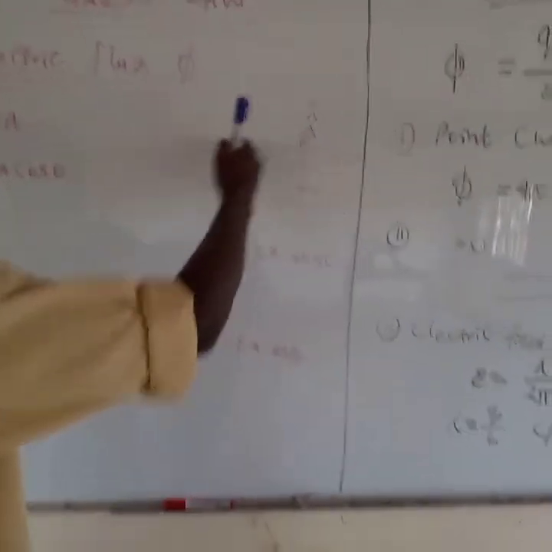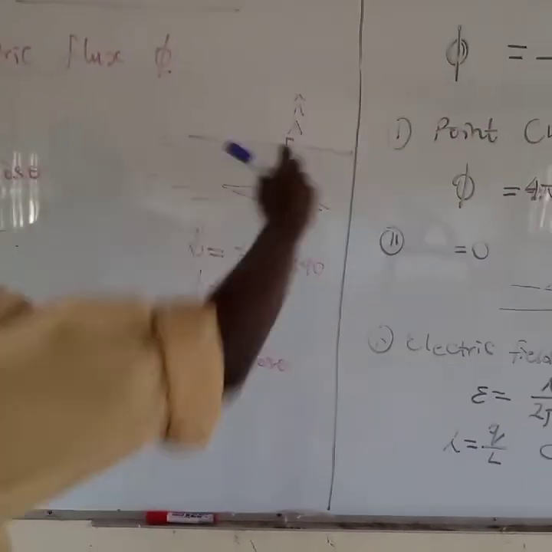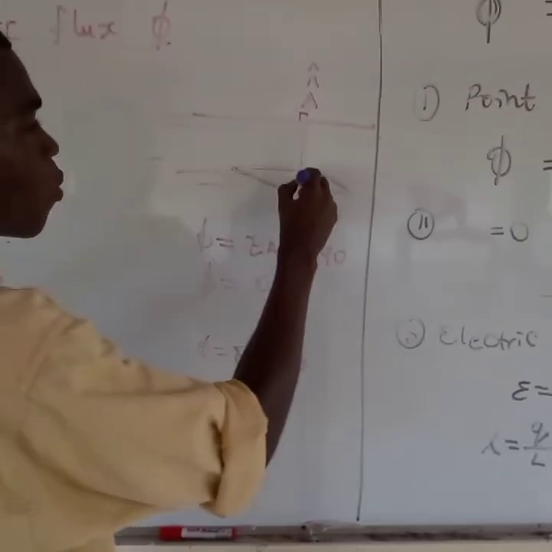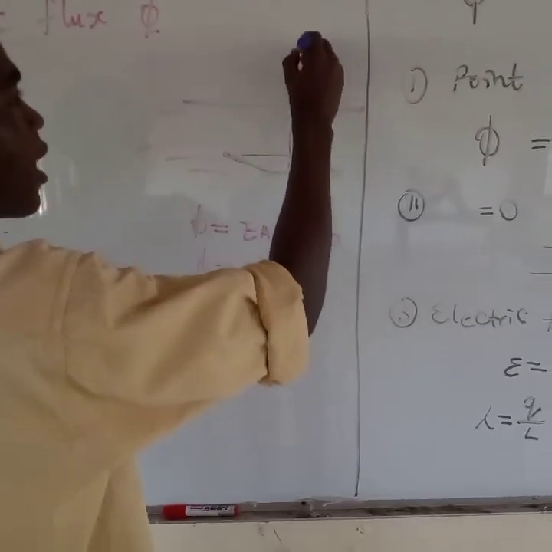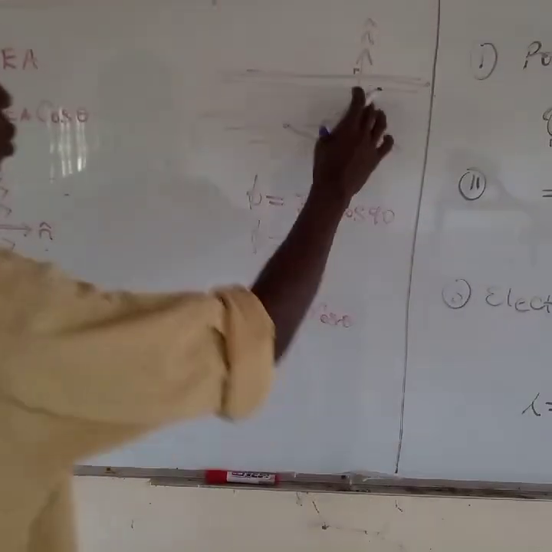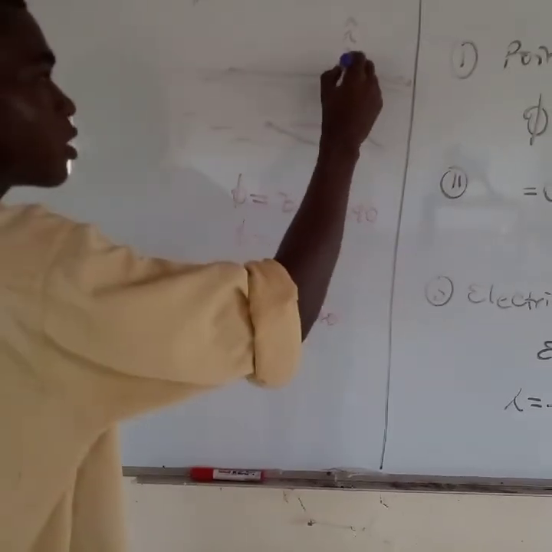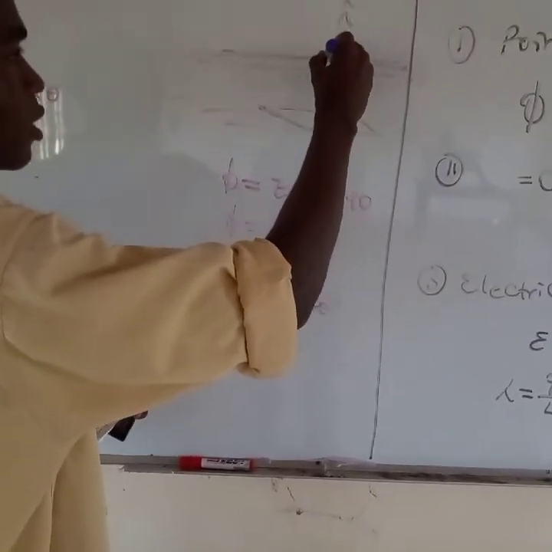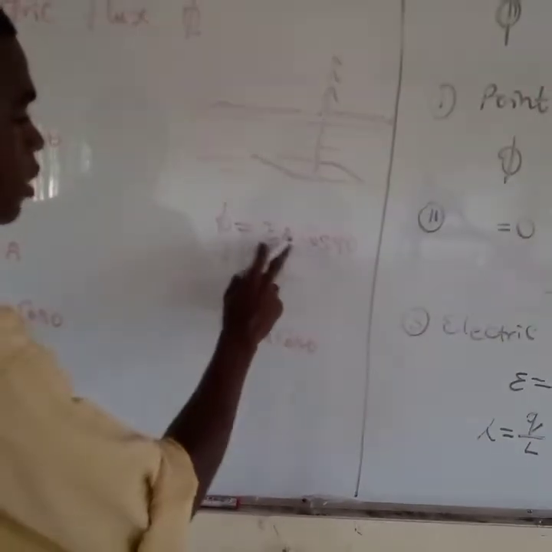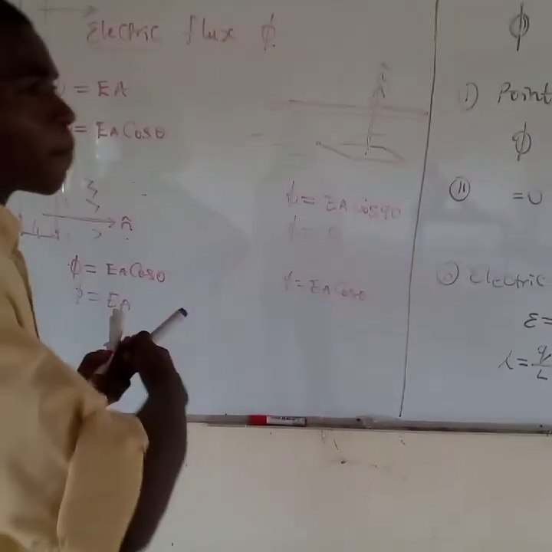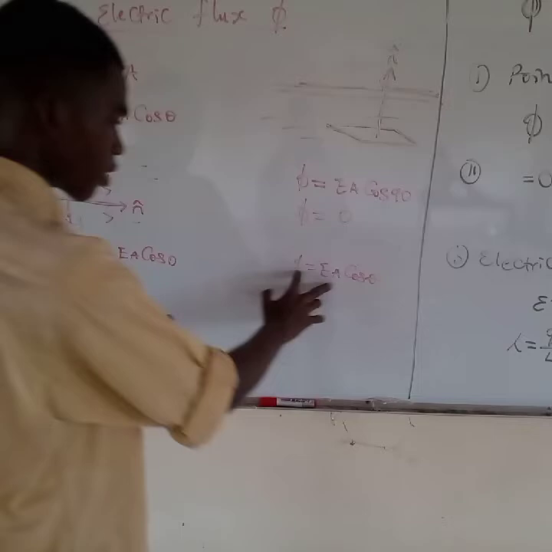What if it is perpendicular to the normal? When it's perpendicular to the normal, like you see the surface now, this is the normal, and the field passing through is perpendicular to the normal. How do you get your angle? You look for the inclination between the field and the normal, and in this case it is 90 degrees. So that becomes EA cos 90, which is 0. So the only way flux will be 0 is when the electric field is perpendicular to the normal of the surface.